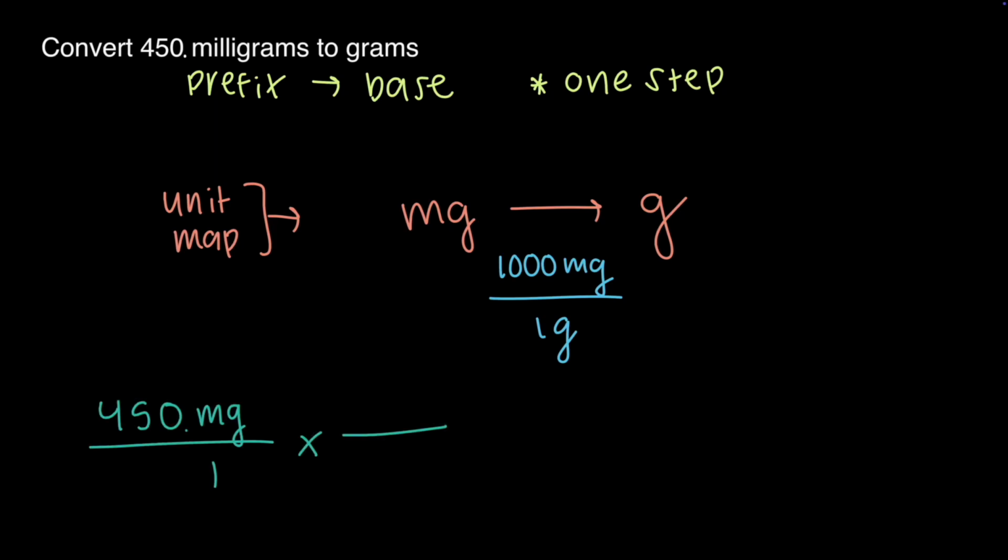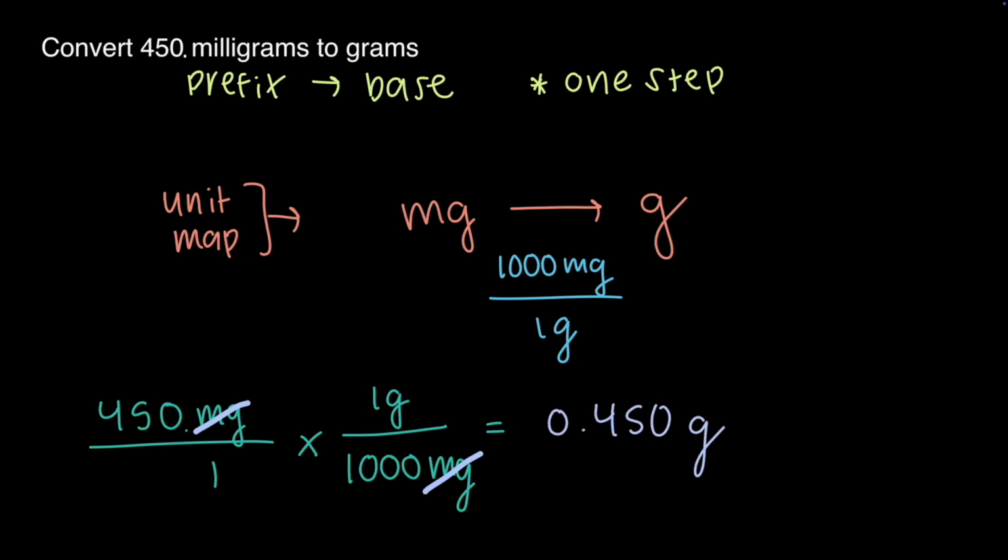In the next fraction, we put 1,000 milligrams on the bottom and 1 gram on the top. The milligrams cancel out, and we are left with grams, the end unit that we need for the answer. Dividing 450 by 1,000 gives 0.450 grams.